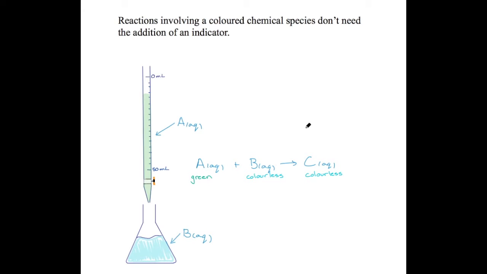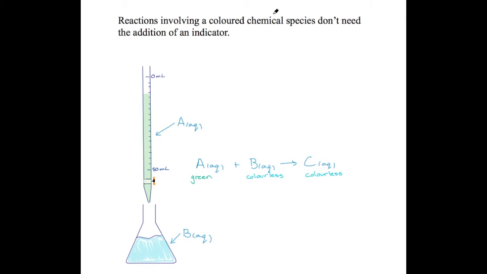So let's take an example here where I have substance A that's been dissolved in solution, and substance A, when it's dissolved in solution, produces a green solution. Substance B has been dissolved in a solution in the Erlenmeyer flask, and we'll say that this has a colorless appearance when it's in solution. Now, A and B can react together quickly and to completion, as we want for titration reactions, to produce substance C, which is also colorless.